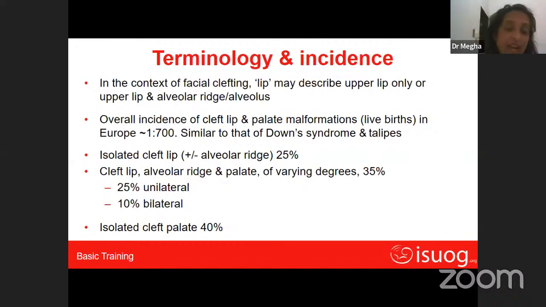So isolated cleft lip without involvement of the alveolar ridge is seen in about 25% of the cases. A cleft lip and palate is seen in 35% of the cases. Most of them are unilateral, about 25%, and 10% are bilateral. Whereas an isolated cleft palate would be seen in about 40% of the cases.